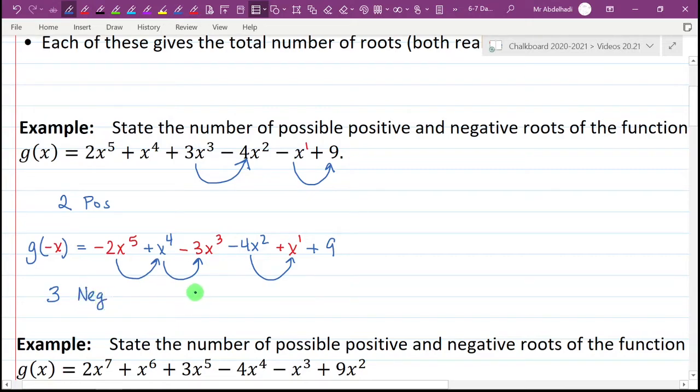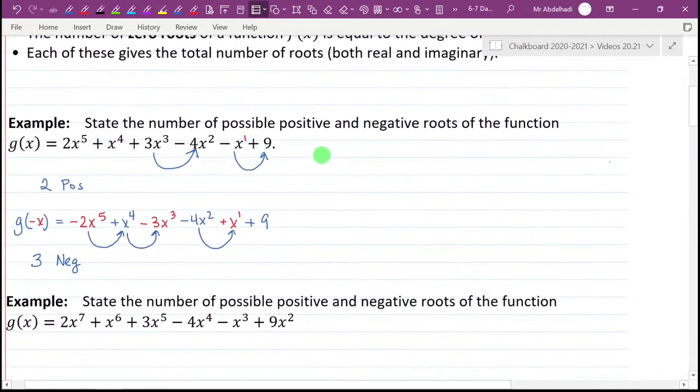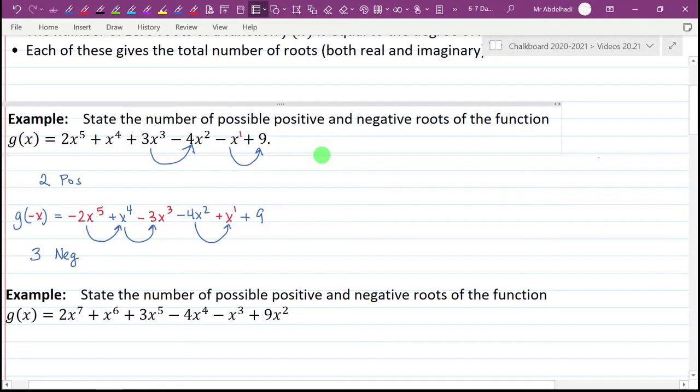Okay? Now, the fundamental theorem tells us that this is a 5th power function. These should add up to 5, and they do. So, that's not the answer we're looking for in its entirety, though. That's part of the answer. What it says here is state the number of possible positive and negative roots of the function.